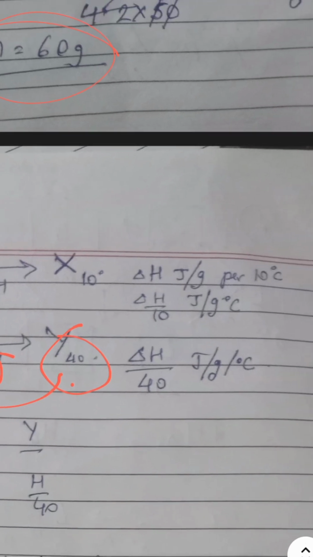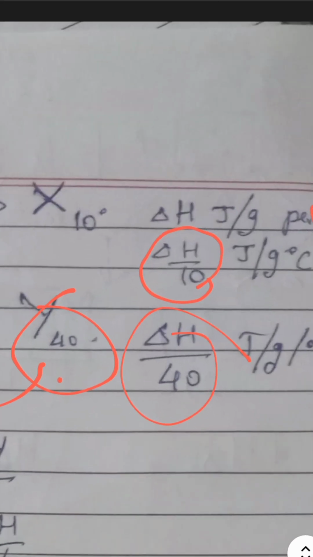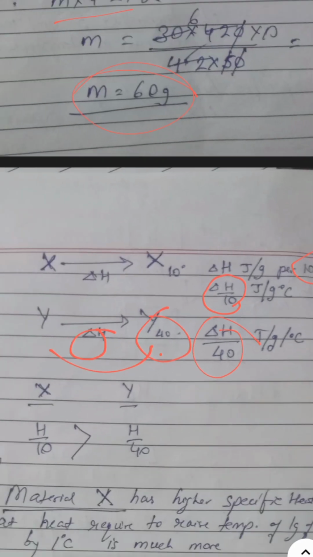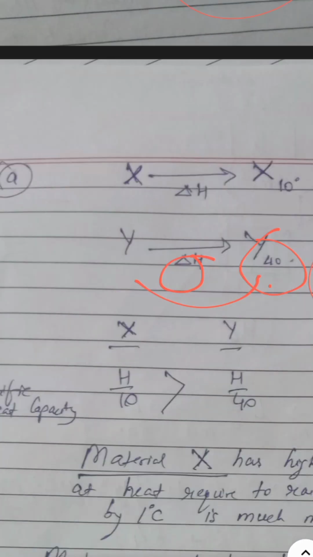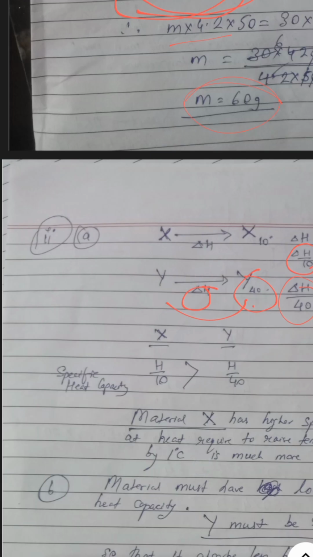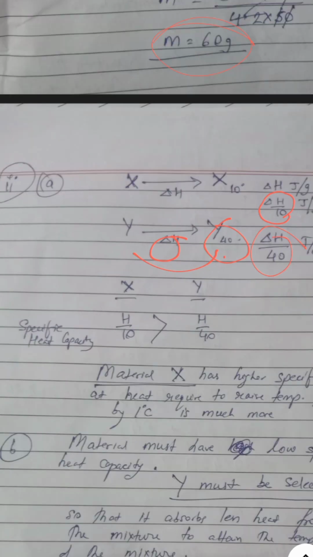Specific heat capacity is the amount of heat required per gram per degree change in temperature. So X's specific heat capacity is H by 10, because it is 1 gram of the substance. H is the amount of heat supplied to 1 gram of X, so per degree rise in temperature it will be divided by 10, and for Y it will be divided by 40. So H by 10 and H by 40, which one is greater? Obviously H by 10 is greater than H by 40. The specific heat capacity of X is higher than that of Y. Material X will have higher specific heat capacity.